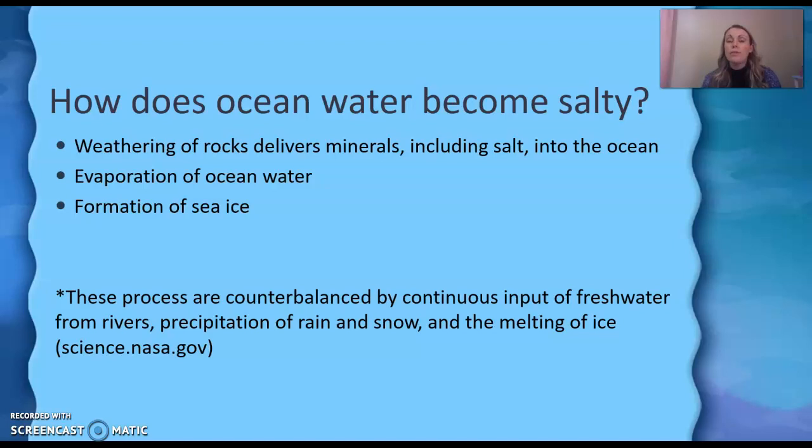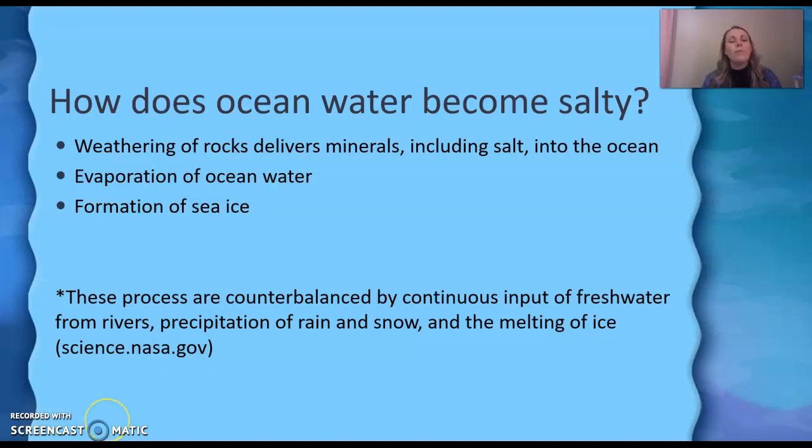How does ocean water become salty? This was one of our questions we're going to try to answer. We have a couple ways that ocean water becomes salty. Weathering of rocks delivers minerals, including salt, into the ocean. When it rains, rain mixes with the carbon dioxide in the air, and it forms carbonic acid. That falls and can erode the rocks, and the rocks have ions in them, tiny particles, and those ions flow into rivers and streams, and then rivers and streams carry them into the ocean. And that's how the salt gets there from the weathering of rocks.